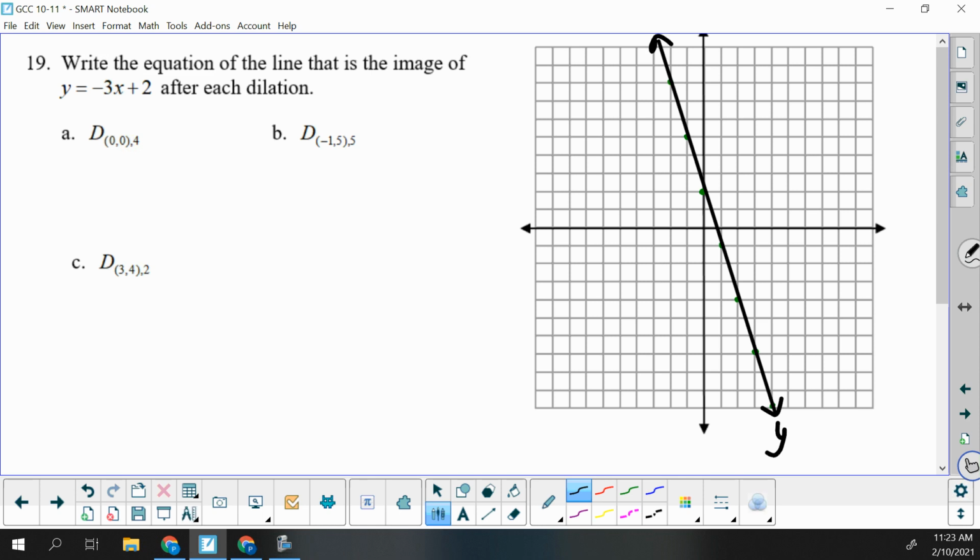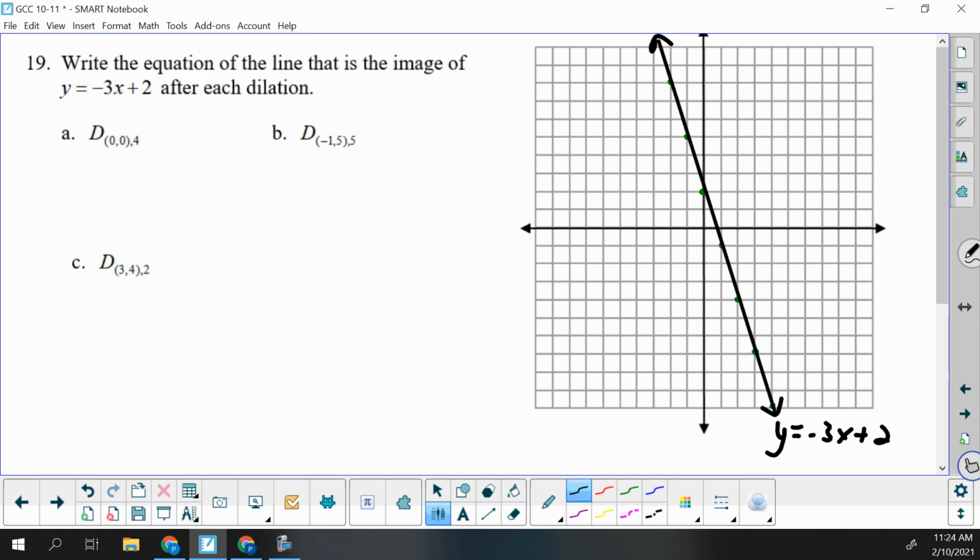So that's our original y equals negative 3x plus 2. Remember, when we dilate, if the center of dilation is on the line, it creates the exact same line. If the center of dilation is not on the line, it creates a parallel line. So let's just spot check these centers of dilation first. 0, 0, not on the line. Okay, that's going to take a little bit of work.